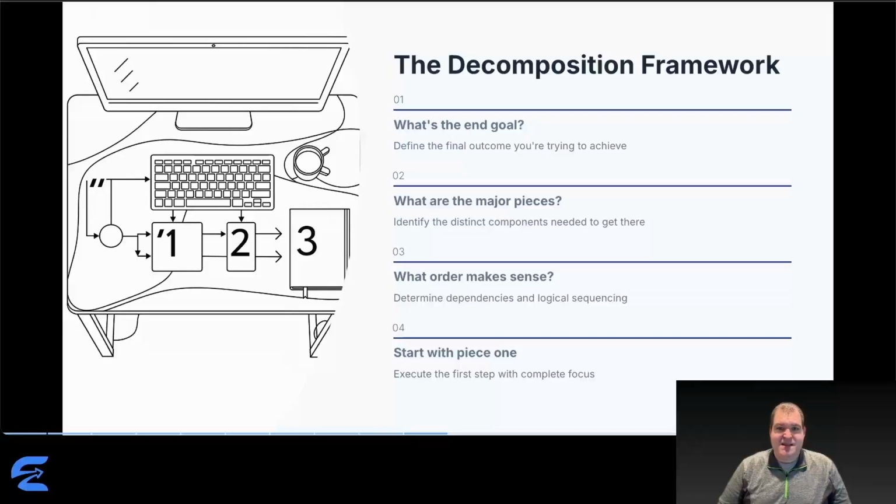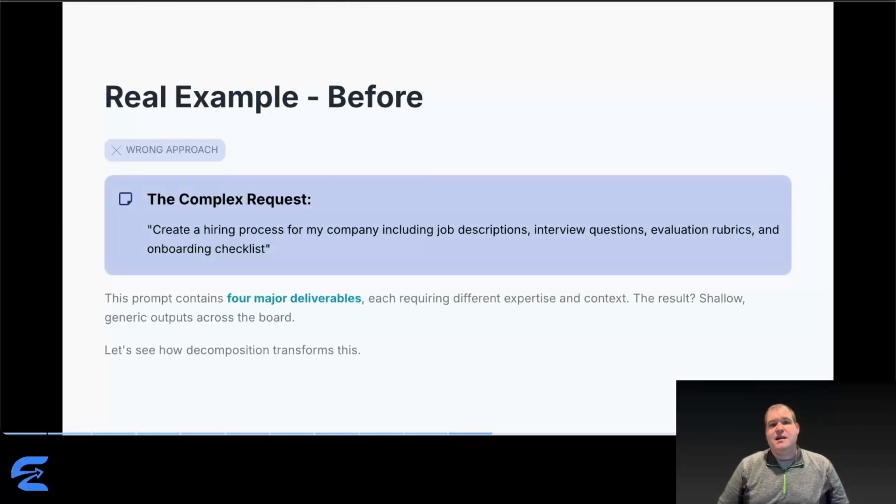That's it. Simple framework, massive impact on quality. Now let me show you a real example of how this plays out. Here's the wrong approach. Create a hiring process for my company, including job descriptions, interview questions, evaluation rubrics, and onboarding checklist. That prompt asks for four major deliverables. Each one is complex enough to deserve its own attention.